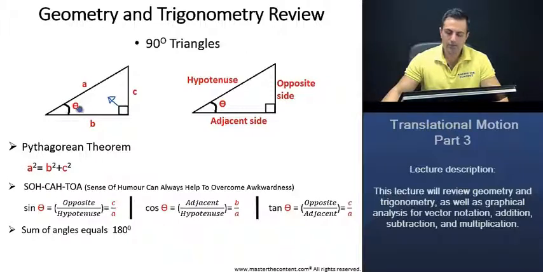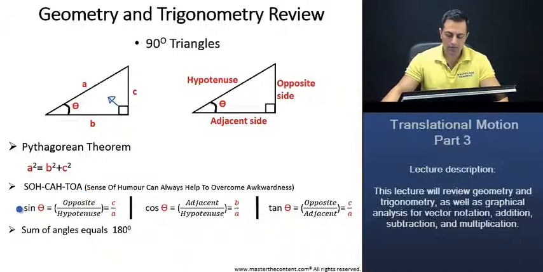Sometimes you may not have two sides. You may only have a side and an angle. So depending on the quantities you have, what you can also use is the sine, cosine, and tangent ratios, and the common mnemonic for that is widely known as SOHCAHTOA. Another one that's commonly used is: a sense of humor can always help to overcome awkwardness.